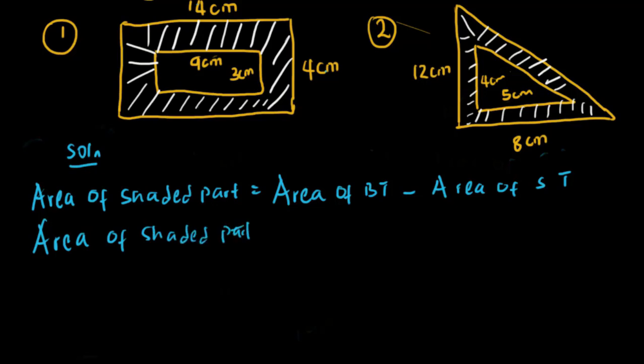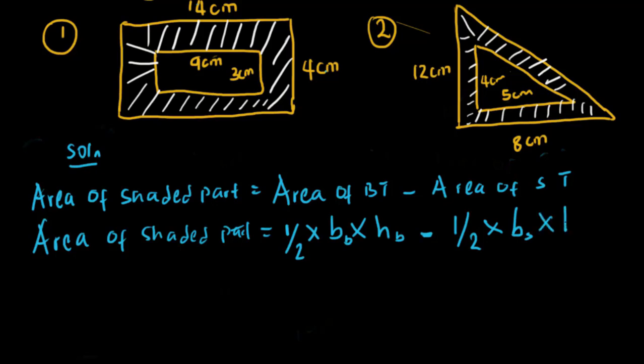So area of shaded part, what is the formula for the area of a triangle? Half base times height. So put half times base, but we'll put it for the big triangle, times height of the big triangle. Do you understand? Minus half, the area of the small triangle is still half base times height too, but we'll put base of small triangle times height of small triangle. Do you understand this? Now let's solve this.